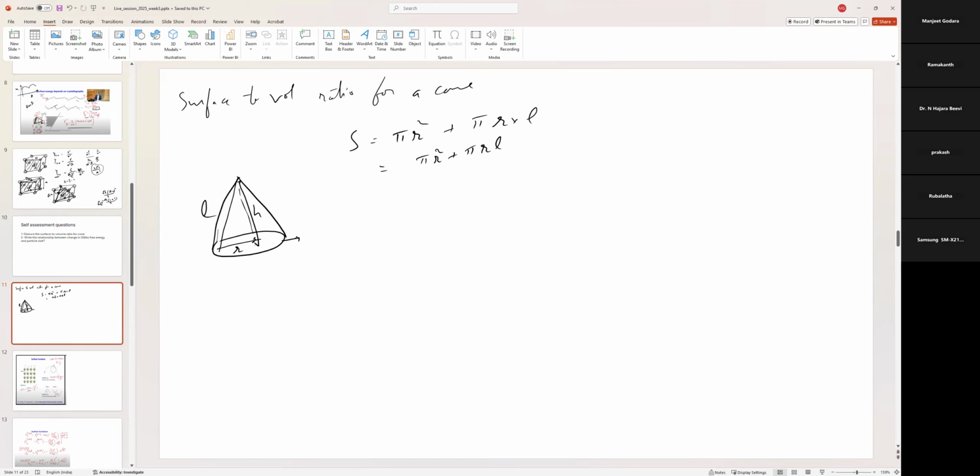Using Pythagoras formula, h square plus r square is equal to L square. So L becomes root of h square plus r square. We can simplify it a bit if you assume h and r are equal. So L becomes root of 2r square, which is root 2 r. The diameter, or rather the radius, becomes equal to the height. You get this relation.